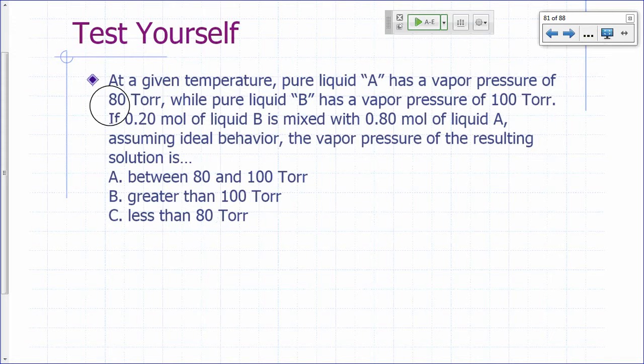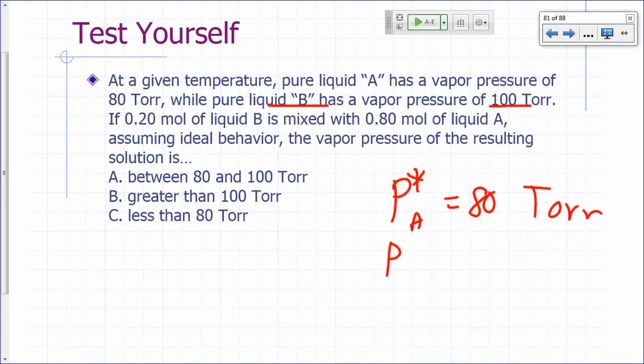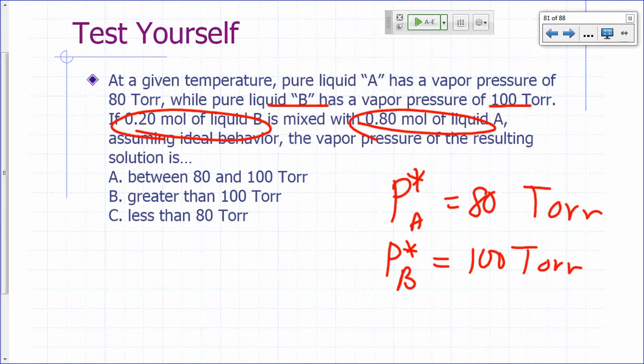At a given temperature, pure liquid A has a vapor pressure of 80 torr. What does that mean? That means P star A is equal to 80 torr. And pure liquid B has a vapor pressure of 100 torr. So that means P star B, the vapor pressure of pure B, would be 100 torr. Now, let's say you were to mix 0.2 moles of liquid B with 0.8 moles of liquid A. Okay? So you have a liquid that has 0.2 moles of liquid B and 0.8 moles of liquid A. What would be the vapor pressure of the resulting solution?